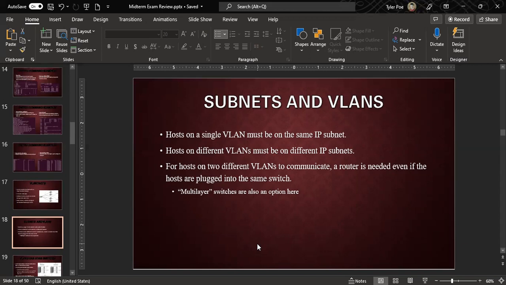But for hosts on two different VLANs or broadcast domains to communicate, a router is needed, even if the hosts are plugged into the same switch. However, there is the option of multi-layer switches, but we don't really work with those in this course.